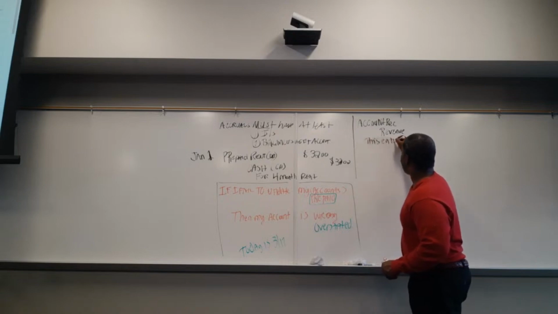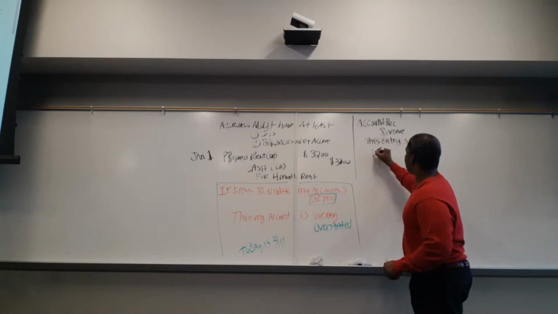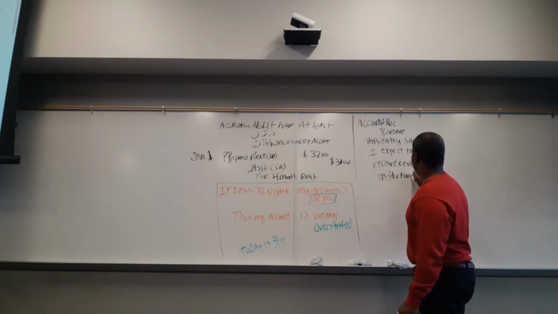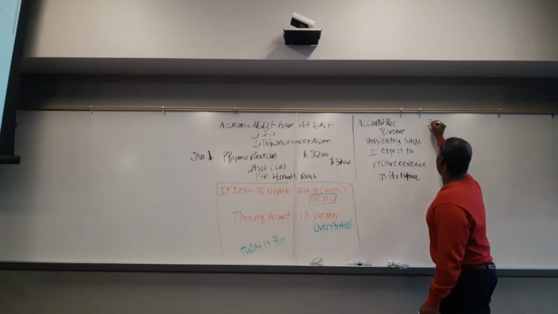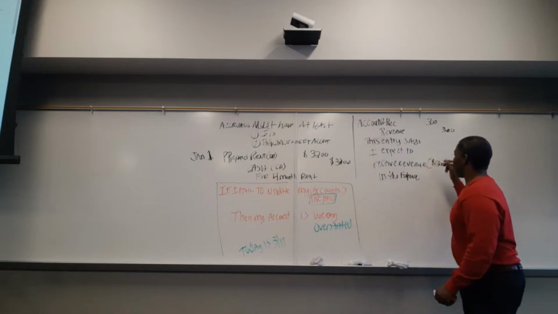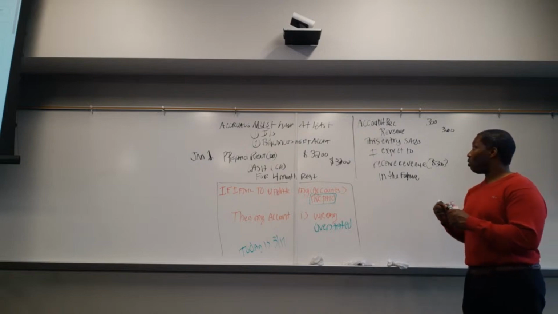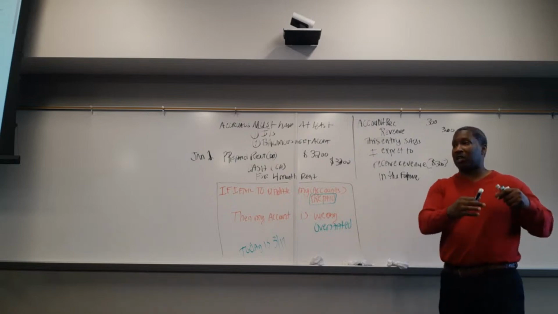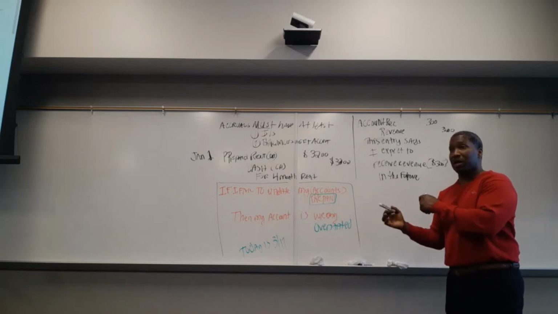This journal entry says that I expect to receive revenue in the future, okay? Let's just call it $300 worth of revenue. So I expect to receive $300 in the future. That's what this says, right? So whenever you see accounts receivable, that means I sold something to someone. That means I fixed somebody's bicycle, I did whatever it was, and I did it.